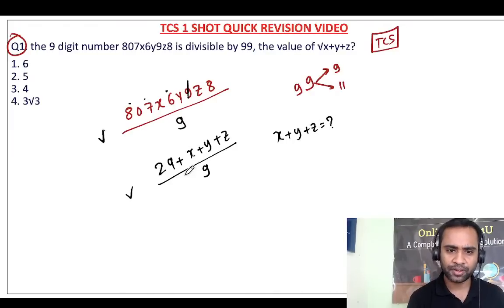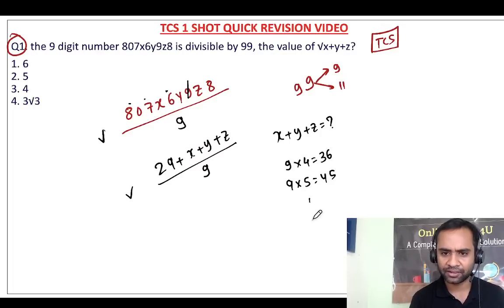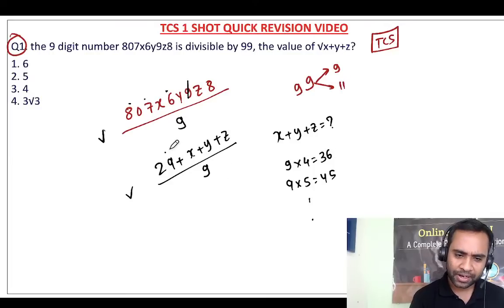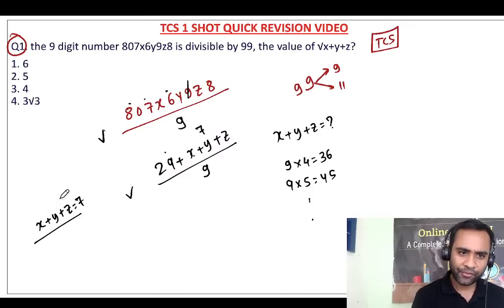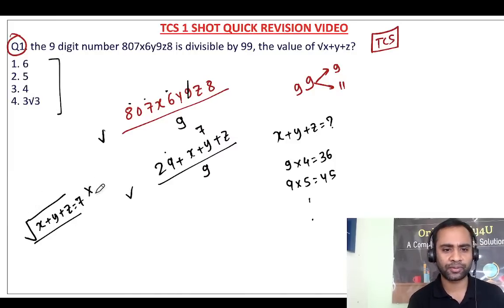Now what should we keep for x plus y plus z? If this is divisible by 9, the multiples of 9 greater than 29 are 9 into 4, 36, and 9 into 5, 45. So for x plus y plus z I can put 29 plus 7, right? So I can put 7. Then this number will be divisible by 9. But if you take the square root of this, will you get the answer here? No, sir, right? So you will not get it.